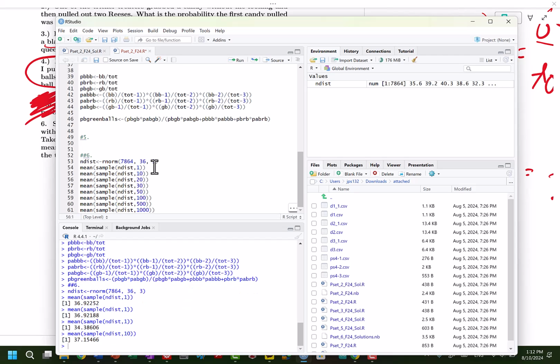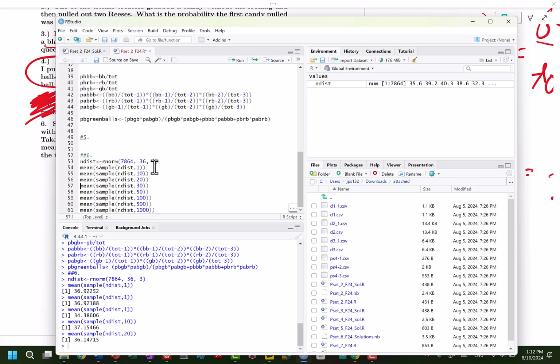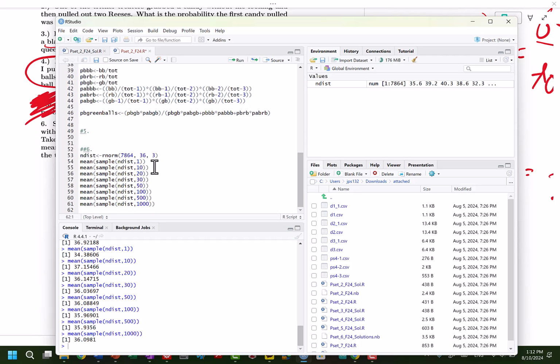But as we increase the sample size and get higher and higher, we get closer and closer to that 36 value. So increase your sample size, increase the probability, or increase your ability to more accurately represent the population. That's why we want to collect large sample sizes.